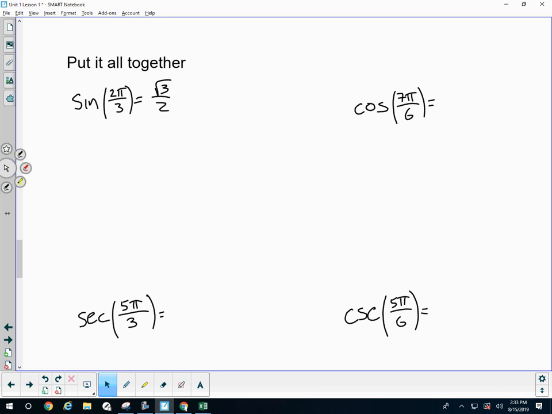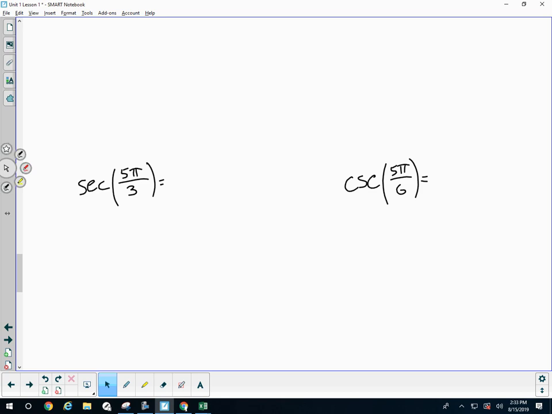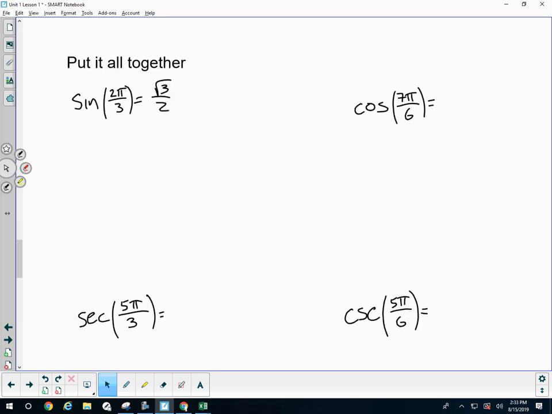But it will matter for the cosine of 7 pi over 6. And again, this is what I'm doing in my head. I'm creating the angle measurement. Here's 3 pi over 3. Subtract a pi over 3. Subtracting is going that way, right? Subtracting is going clockwise. Here is 2 pi over 3.